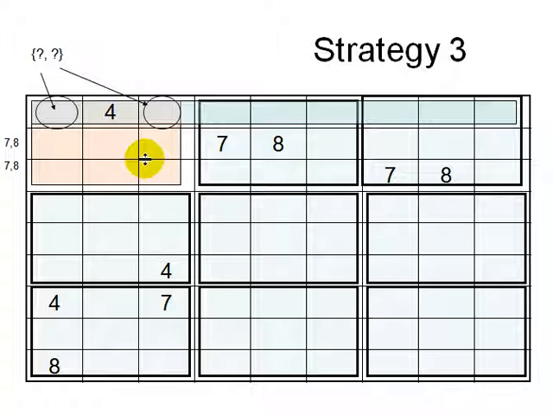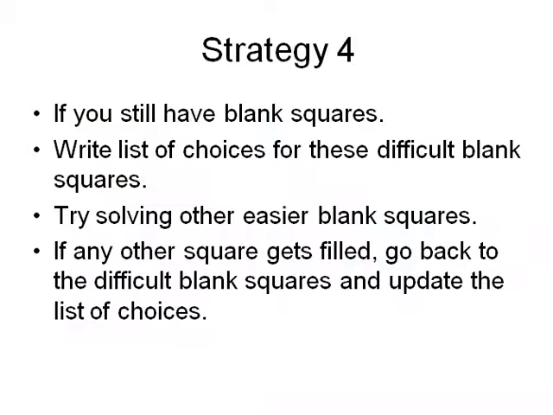And strategy 3 is slightly more complicated. In this case, again, 7 and 8 cannot be there in this row. So this can be 7 or 8, and this can be 7 or 8. And if you look at it this way, there's a 4 out here, a 4 out here, and a 4 out here, so 8 cannot be here. So this has to be 7, and so 8 is left over. This has to be 8. And let's look at that.